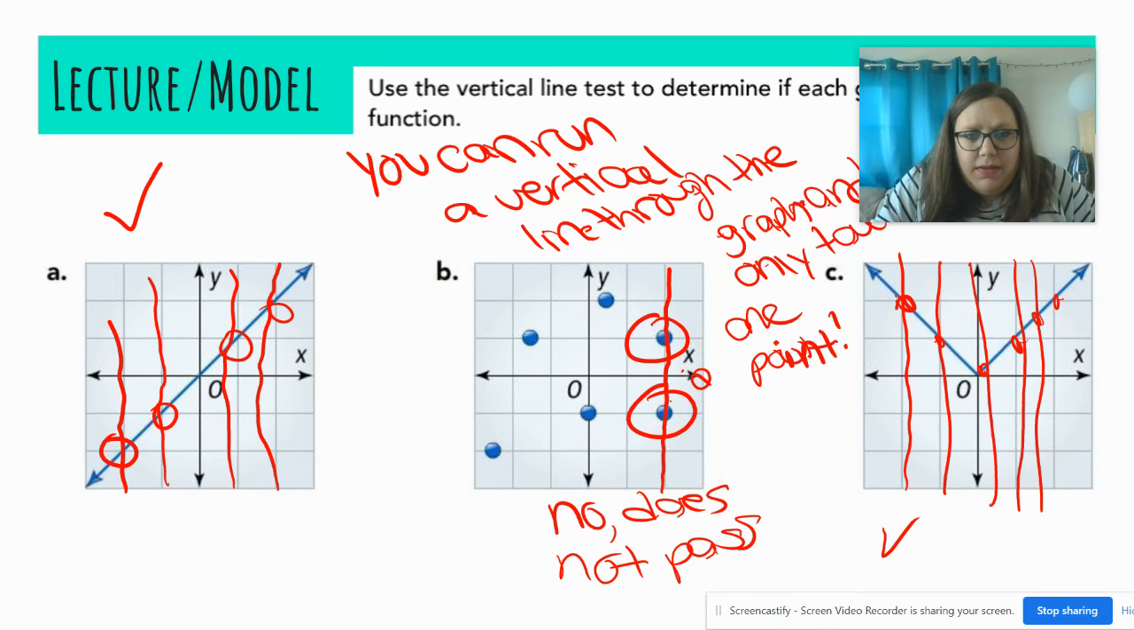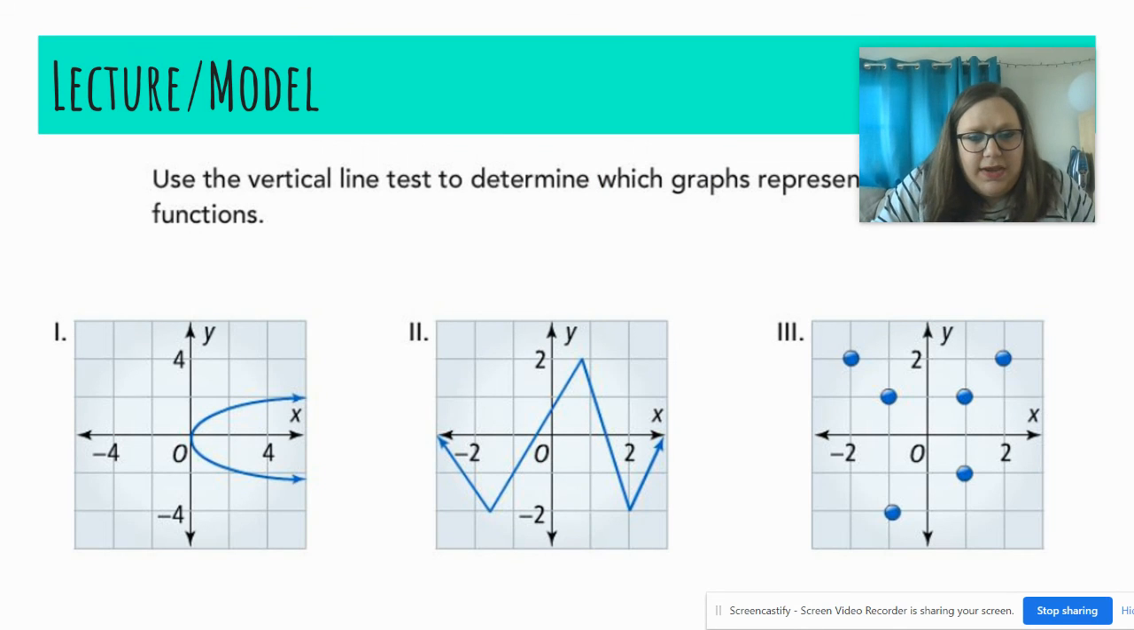All right, let's keep going. All right, so this is our last thing. Use the vertical line test. If I draw a vertical line here, it hits here and here. That does not pass. So that is not a function.